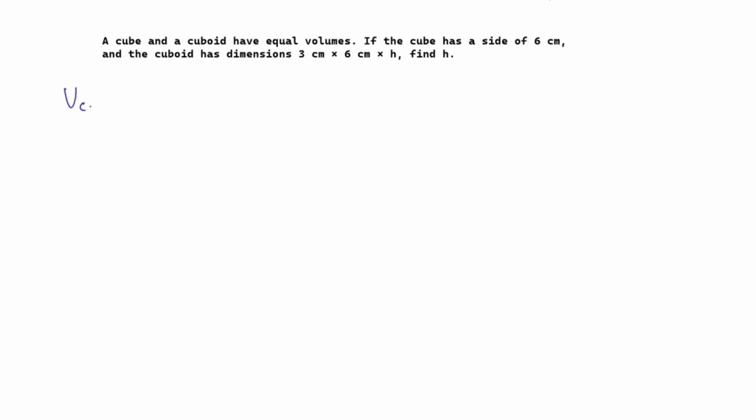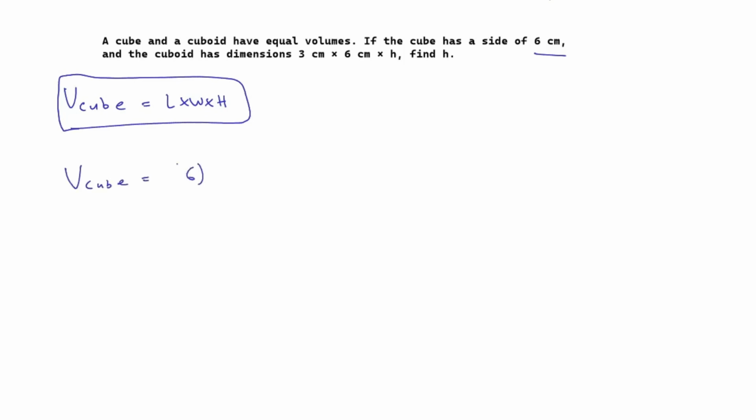Something to note is that the volume of a cube is equal to length times width times height, right? Now, we can highlight that. That's something important to understand. Therefore, we can find that the volume of our cube in this case, since it has a side of 6 centimeters, would just be 6 cubed. Since the length is 6, the width is 6, and the height is 6. That's how it works for a cube. So what is 6 cubed? 216 centimeters cubed. So that's the volume of our cube.